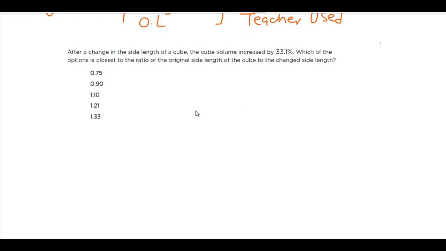So it's basically saying after a change in the side length of a cube. So okay, we have this cube with us. Pretty nice cube, I like it. And let's say the initial side length was x, x, and x. The volume increased by 33%.